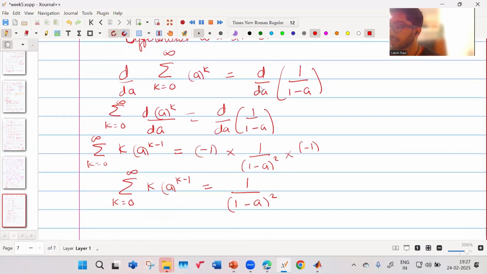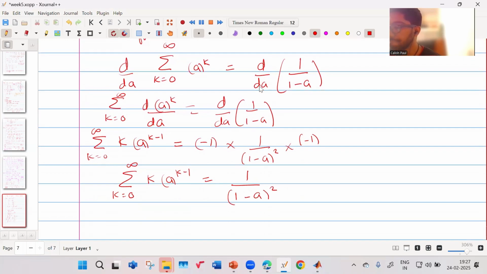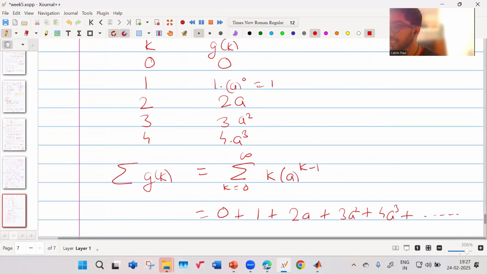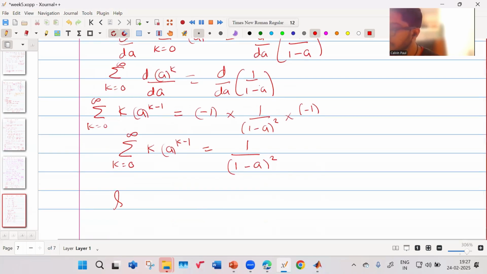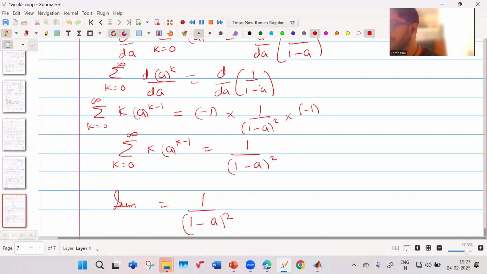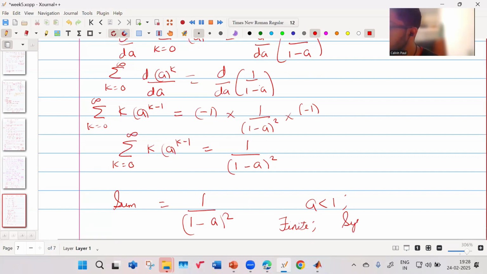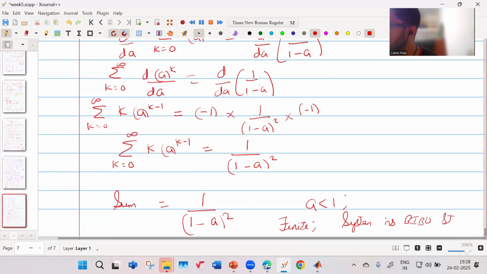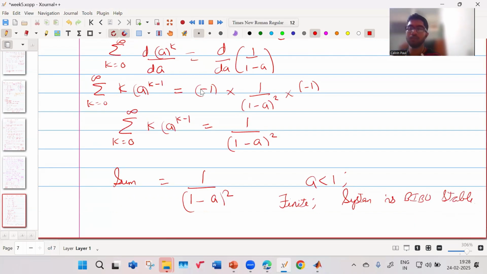So we look at what we have got. We had to find the sum of k into a raised to k minus 1. We found that this sum is given by the expression 1 upon 1 minus a the whole square, where a is less than 1. So this sum also is finite, and hence we can say that the system is BIBO stable. Okay. So any questions in this?